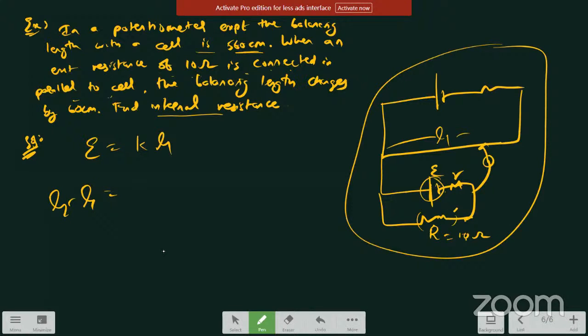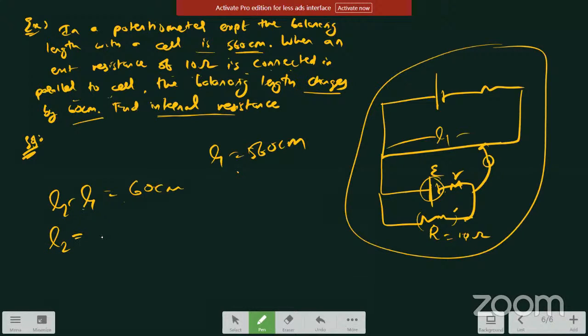It is given that balancing length changes by 60 centimeter. L1 is given as 560 centimeter. And now what you are asked to find? Internal resistance. Okay, no problem. Very easy. See, L1 is given, L2 minus L1 is given. So L2 will be how much? Just a minute, small mistake is there here.